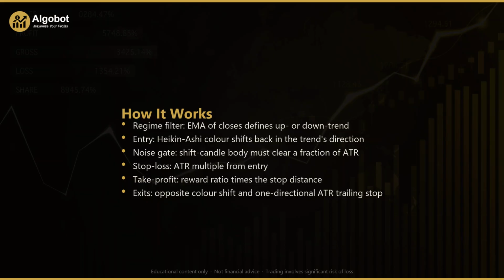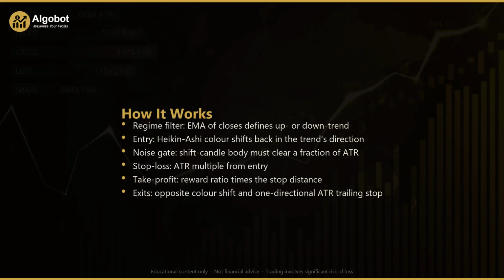There are also two active exit tools. The first is an opposite color shift. If the strategy is holding a long and the Heikin Ashi candle shifts bearish, it closes the trade early rather than waiting for the stop, because the smooth trend has turned against the position. The second is a one-directional average true range trailing stop. As price moves in the trade's favor, the stop ratchets along behind it, helping to protect open profit while still leaving room for the move to extend.